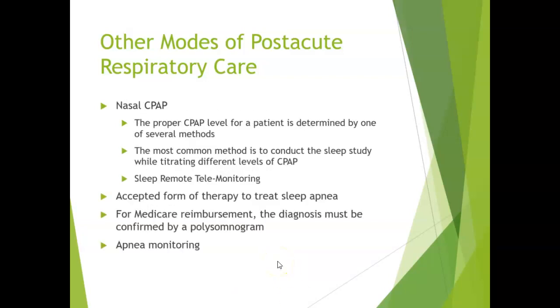Okay, all right. So, nasal CPAP. Typically, nasal CPAP is used for treatment of sleep apnea. So how do we determine the proper CPAP level? The best method is the sleep study, or polysomnogram, where they're going to titrate different CPAP levels and look at the AHI, your apnea hypopnea index. We want that to be less than 5. Anytime that AHI is above 5, that means you're not on an appropriate CPAP level.